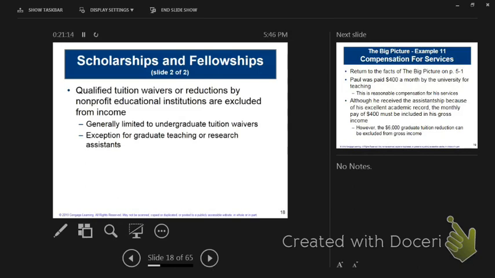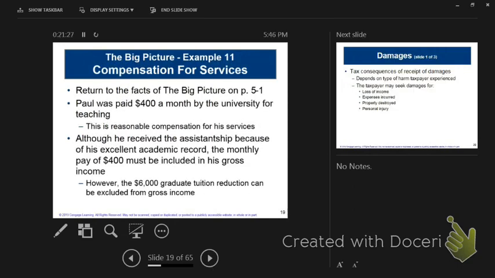All right, as long as they are towards your tuition. Now, Pell Grants you don't even get. Sometimes there are a few grants out there that you will receive that you're supposed to use. Now, the exception is for graduate teaching and research, which we'll talk about here in a second.